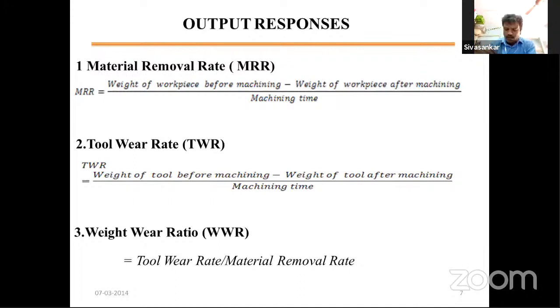Fine. Okay. So, output responses. We have taken 6 output responses. In order to study the machinability of any material, we need some measure, right? For example, material removal rate. You know very well how the material removal rate is calculated. We weigh the workpiece before machining and after machining, and the difference is divided by the time taken, which gives MRR, the material removal rate. Another quantity used to express machinability is tool wear rate, which is also a very important factor. Here the tool wear rate is calculated by weight: the weight of the tool before machining minus the weight of the tool after machining, divided by machining time. Another is the wear ratio relative to the material removal rate.